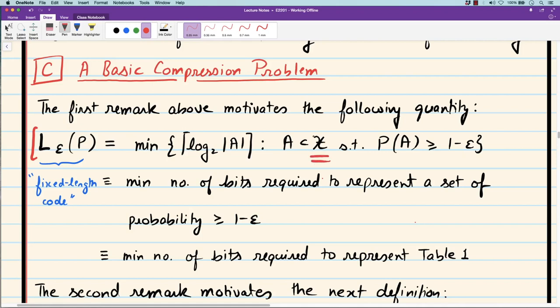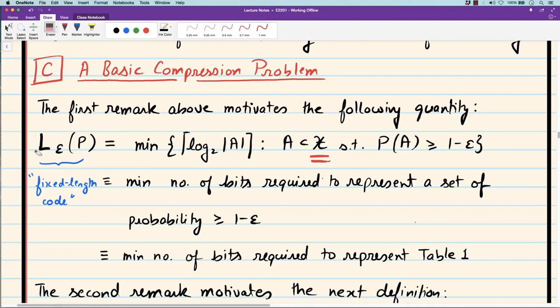Remember, we have this set calligraphic X which represents all possible symbols, all possible words that we are trying to store. We are looking for all subsets of this set which have a large probability, and among those we are looking for the subset with the smallest cardinality possible. That's what this min here says. So this definition here, it's a mathematical definition.